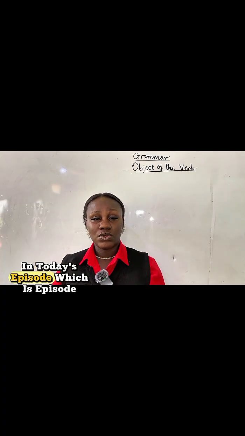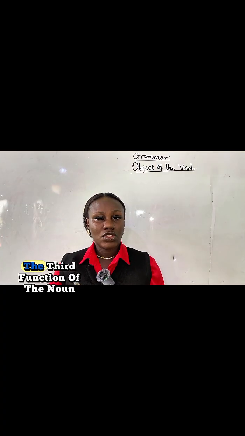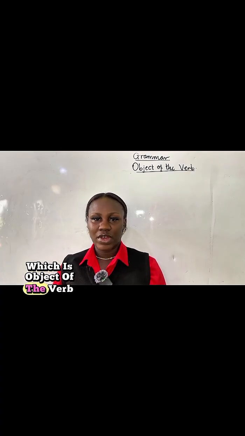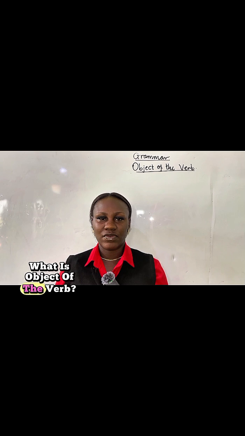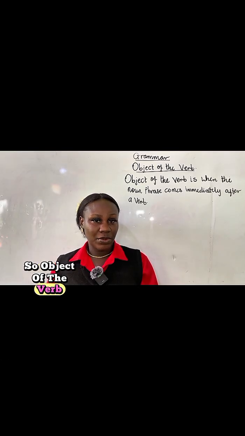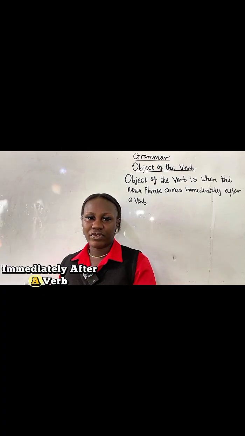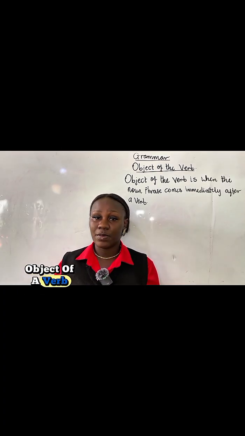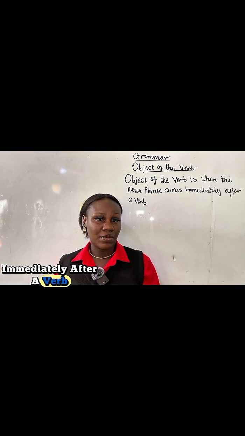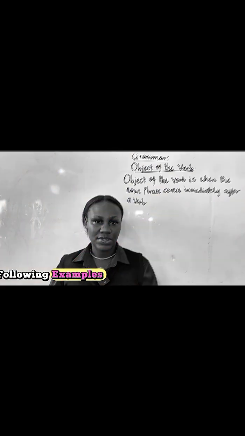In today's episode, which is episode 3, we are going to focus on the third function of the noun phrase, which is object of the verb. What is object of the verb? Object of the verb is when the noun phrase comes immediately after a verb. Let's illustrate this definition in the following examples.